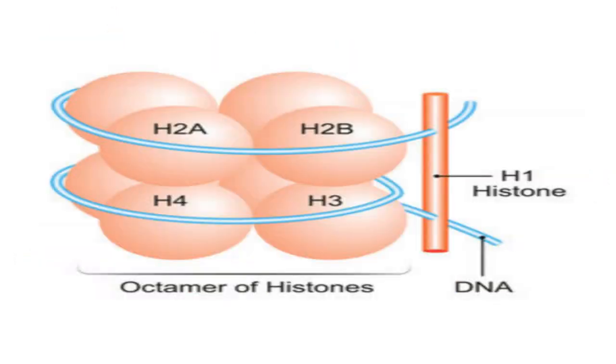Eight histone proteins come together to form a unit called histone octamer.